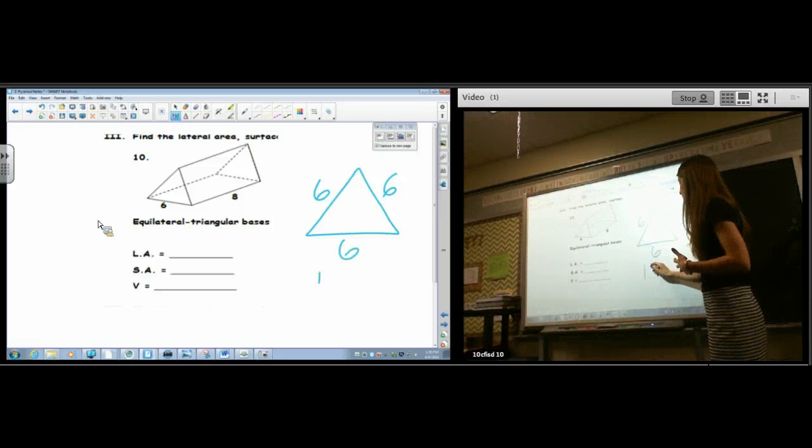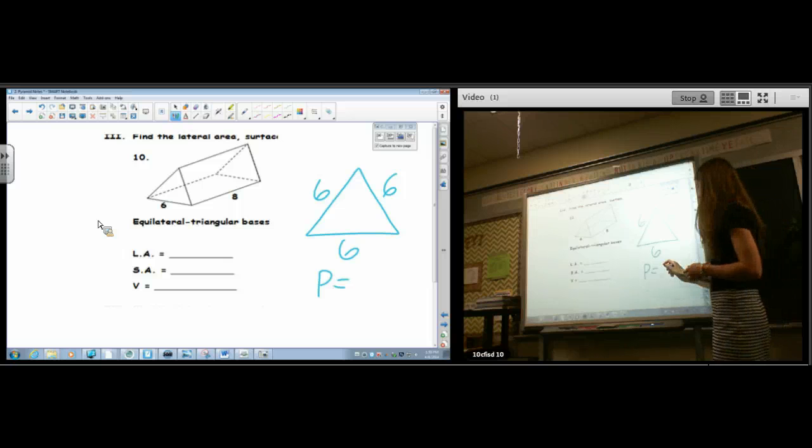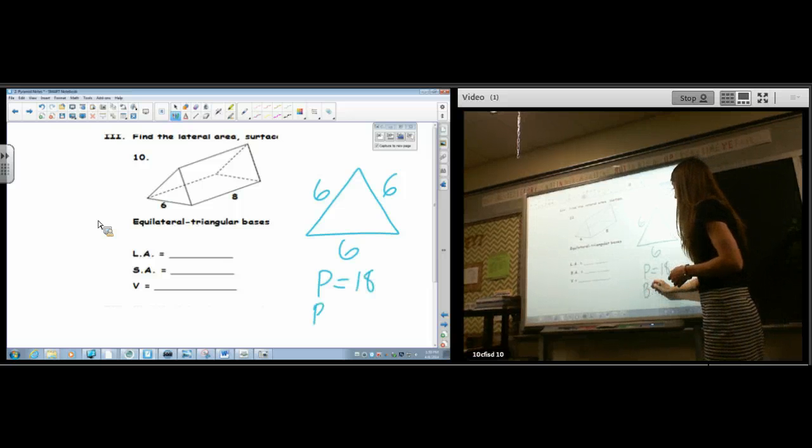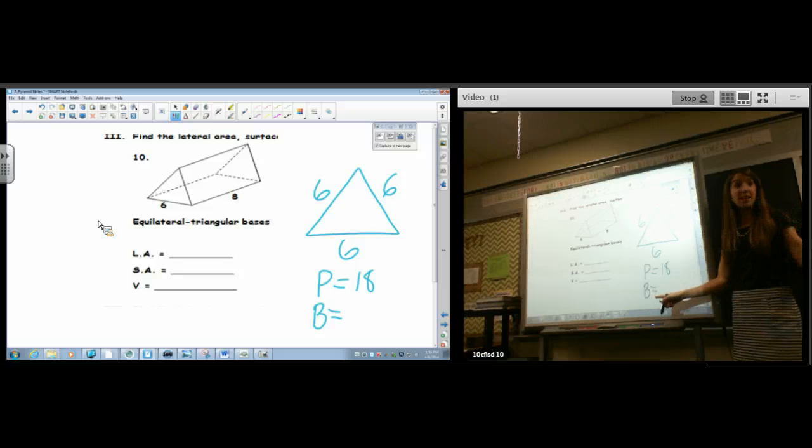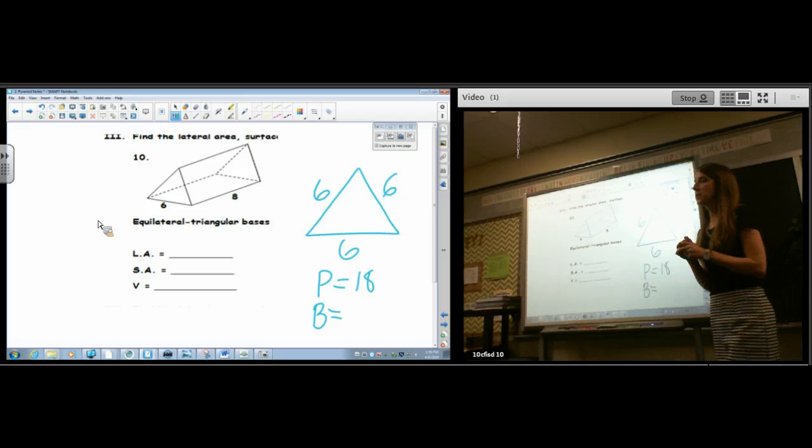Now what pieces do you need? You need things like a perimeter. Well, that's not bad. That's 18. But you also need a capital B, a base, an area of the base. That's not so simple to find, right? There are two things that you can use to find the area of an equilateral triangle. Do you remember, did I show you this formula one time?